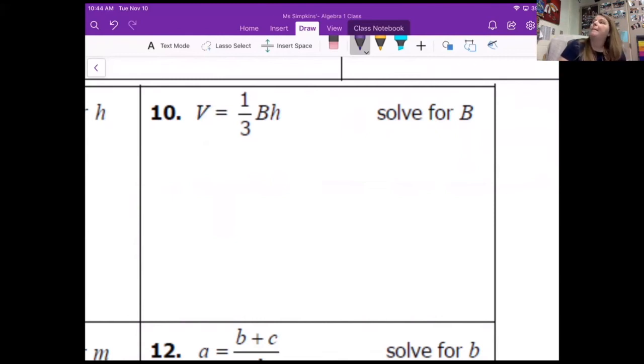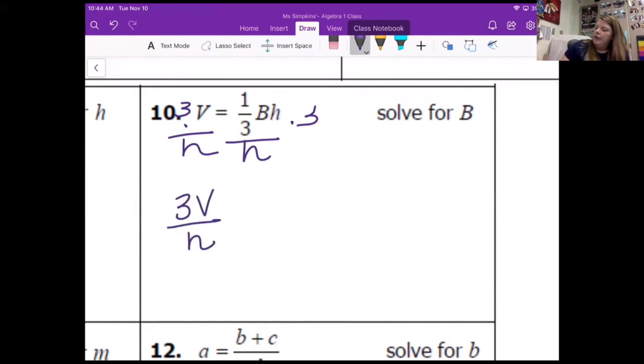So we're trying to get the b by itself. B is being multiplied by 1/3 and h. So just like the 1/2, dividing by 1/3 would be the same thing as multiplying by 3. So we want to multiply both sides by 3, and we're also dividing both sides by h. So when we do that, we're going to end up with 3v over h equals b.